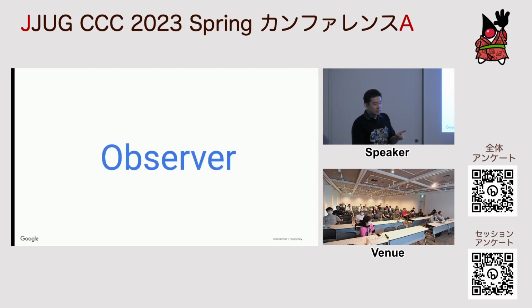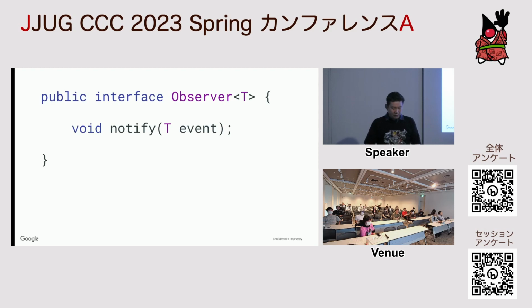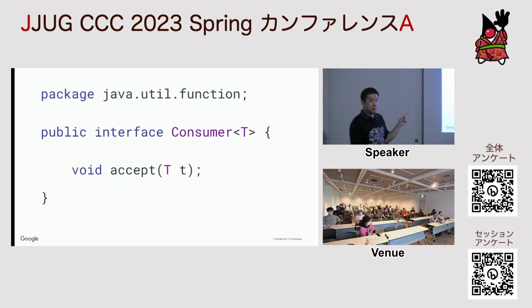Next one is observer. For observer, we used to have this one, Observer and notify of type T event. Since Java 8, we also have Consumer, which has the same signature and same type.